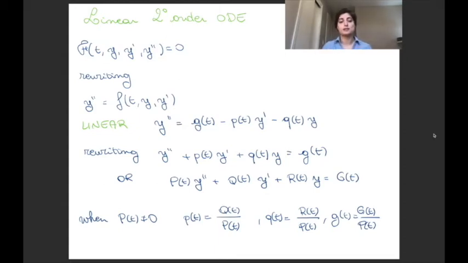If it has, then when capital P of t is different than 0, we can divide everything by P of t and retrieve what we have before. So we would have small p of t equals capital Q divided by capital P, small q is equal to capital R divided by P, and small g is equal to capital G divided by P. That's why we need P of t to be different than 0 for this to happen, because we're dividing by P all the time.